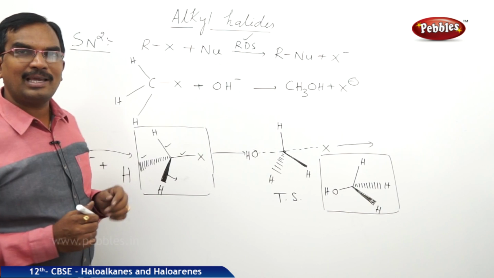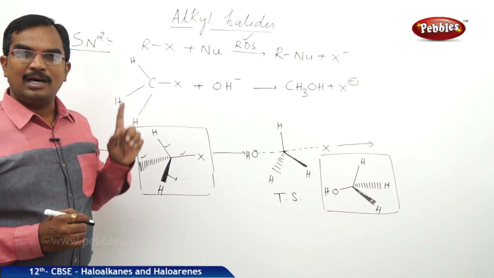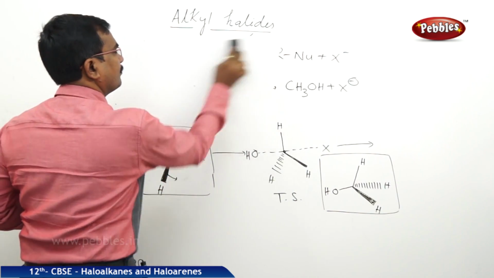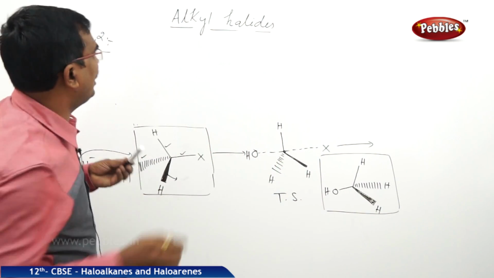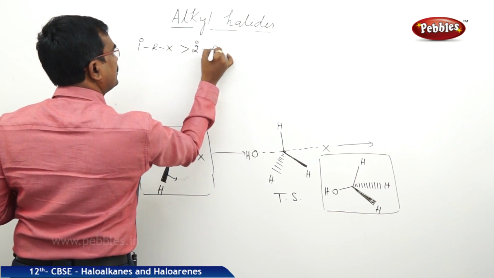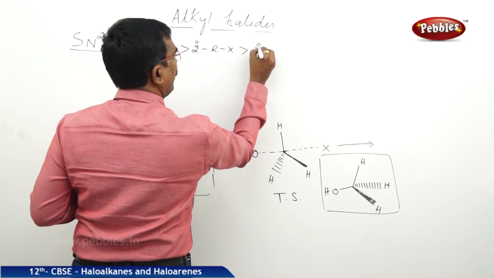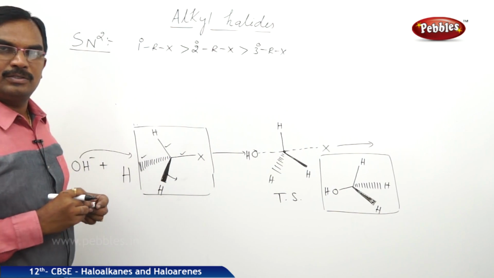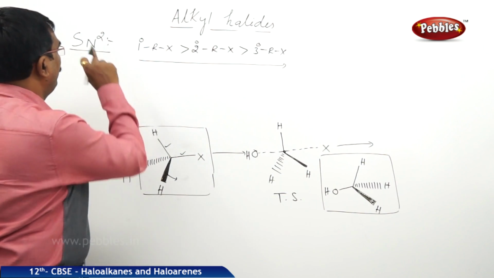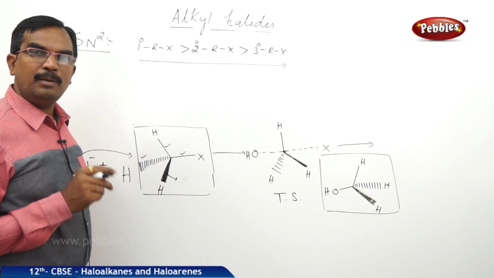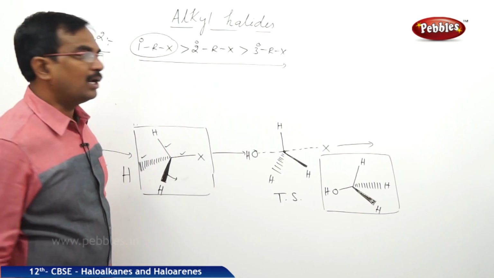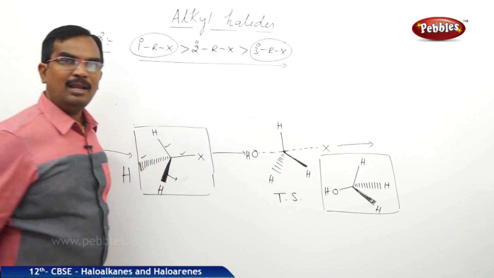Okay, and coming to the various alkyl halides which will react through the SN2 mechanism, the order of reactivity will be primary alkyl halides greater than secondary alkyl halides greater than tertiary alkyl halides. So from the left side we can observe a decrease in reactivity with respect to the SN2 mechanism. The primary alkyl halides are the most predominant towards SN2. The least is the tertiary alkyl halides.